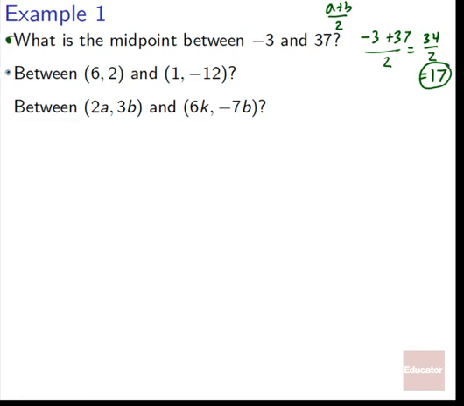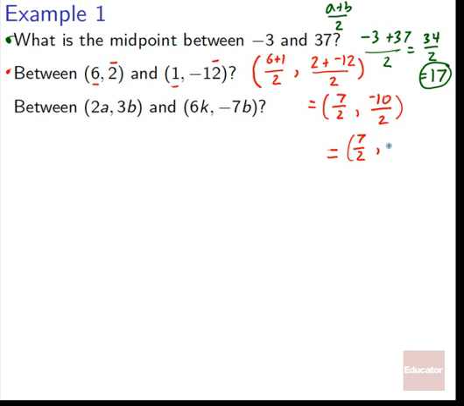If we want to find the midpoint between (6, 2) and (1, -12), then we do it on each of the components because we look at the horizontal average and we look at the vertical average. So (6 plus 1) over 2, the average of our horizontal components, and (2 plus negative 12) over 2, the average of our vertical components. That will get us 7 over 2 and negative 10 over 2. We can't simplify 7 over 2 anymore, but negative 10 over 2 we can simplify, so we get negative 5. (7 over 2, negative 5) is our midpoint for this one right here.